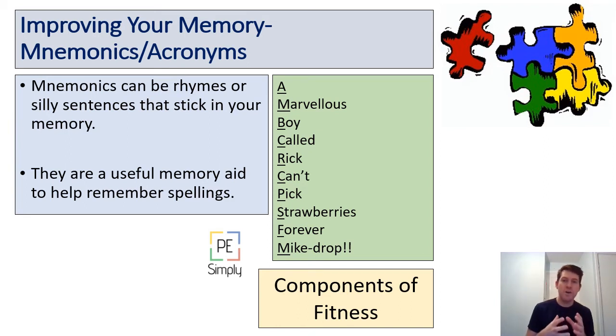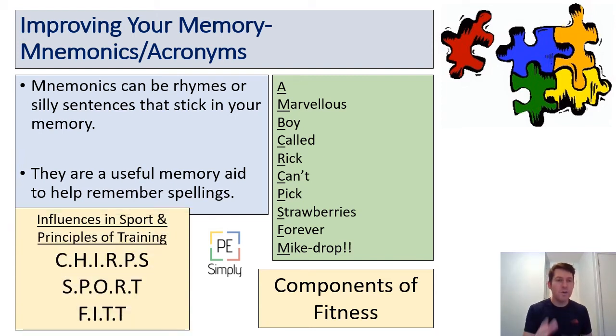Okay, so we can start to build that in through silly sentences, acronyms, however best that works for you. We can also see it through topics like influences in sport or principles of training, where we're using the acronym CHIRPS, or for principles of training, we've got SPORT or the principle of FITT, and knowing and understanding what each of those letters stands for. So try it with some of the topics as you go through some of your revision.